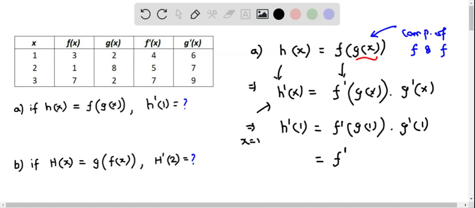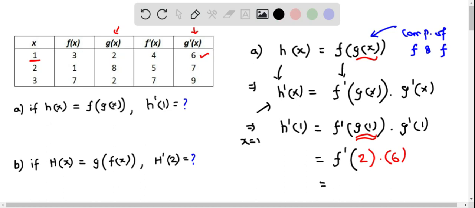I'm going to write f prime of, and first we have to find g of 1 from the table. Here we have the function g of x, at x equal to 1. Therefore g of 1 is 2. So I'm going to replace this with 2, and then we have to find g prime of 1. We look at this column, in the first row, where x equals 1. So g prime of 1 is 6, and I replace this with 6.